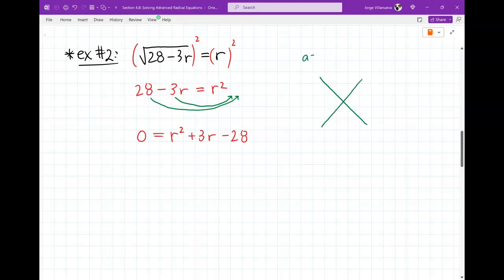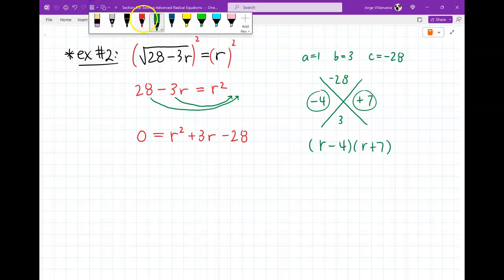So let's see, a is 1, b is 3, c is negative 28. Okay, and I'm getting that from that trinomial. 1 times negative 28 is negative 28, and then drop the 3. I need two numbers that multiply to negative 28 that add up to 3. Negative 4 and positive 7. All right, I don't have to divide anything, so that looks good. Because 7 minus 4 is 3. 7 times negative 4 is negative 28. So this will be r minus 4, r plus 7.